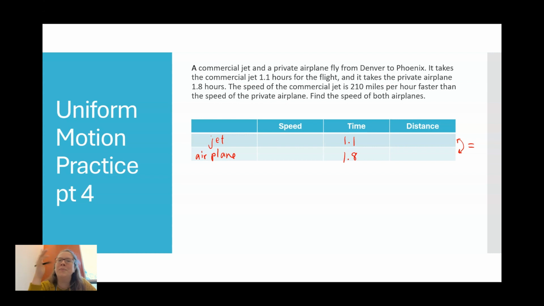So in this one, I get to choose what I want to be my x. It doesn't entirely matter. So I'm going to just say, since I know the jet is plus 210, I'll put that like this. Have my airplane be x. All right, my distances are equal. Speed times time equals distance. So I have 1.1 times x plus 210. And down here I have just 1.8x. I'm going to use the fact that I know my distances are equal to set up this equation.